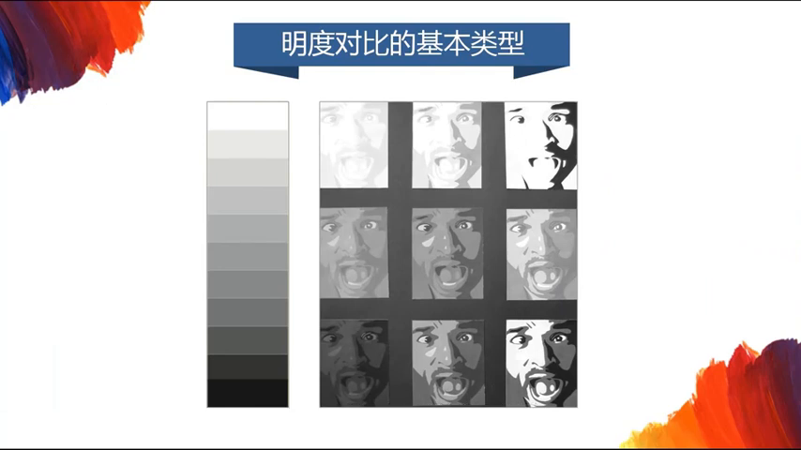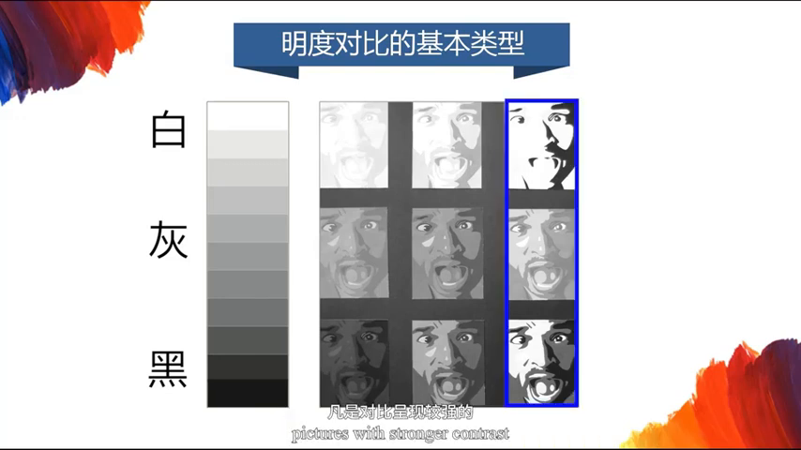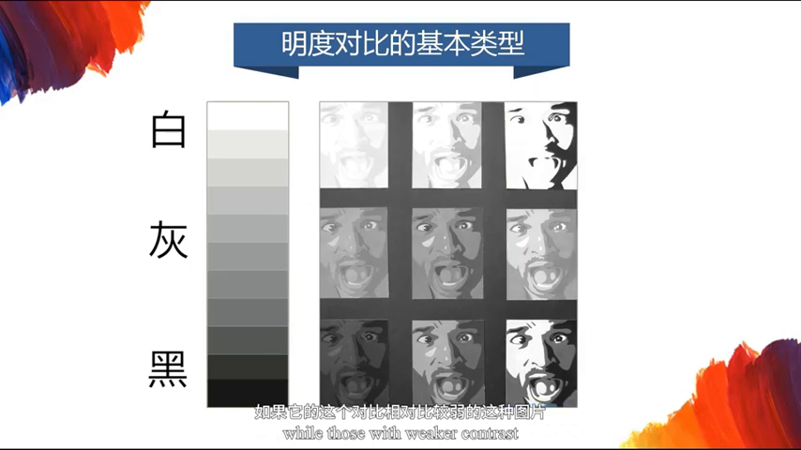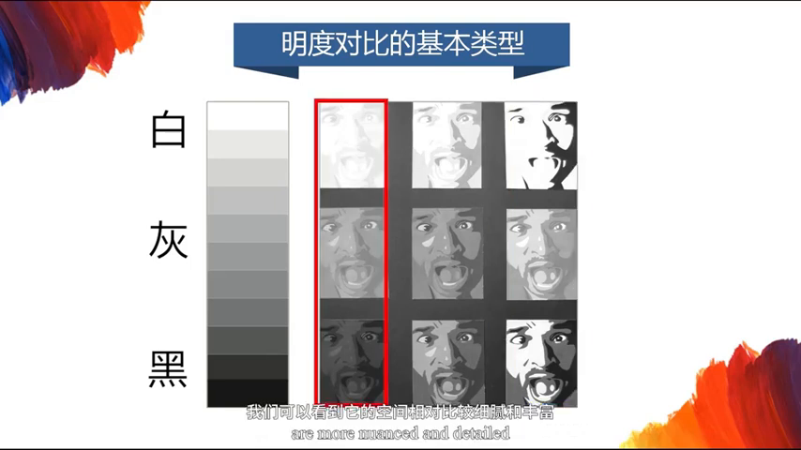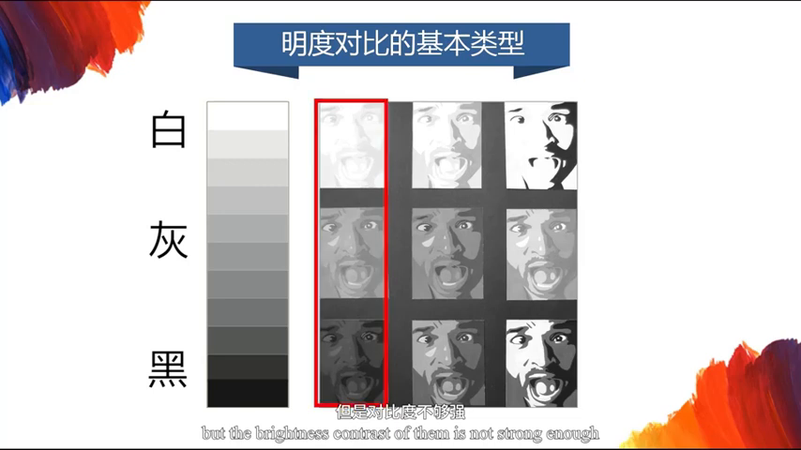So we can see that based on the 3 main tones and the 9 types of contrast, focusing on the contrast relationship between black, white, and gray, an exercise about brightness contrast of 9 color scales is developed. You can see pictures with stronger contrast feature clearer and sharper colors and spatial layers, appearing brighter and clearer, while those with weaker contrast are more nuanced and detailed. But the brightness contrast of them is not strong enough.